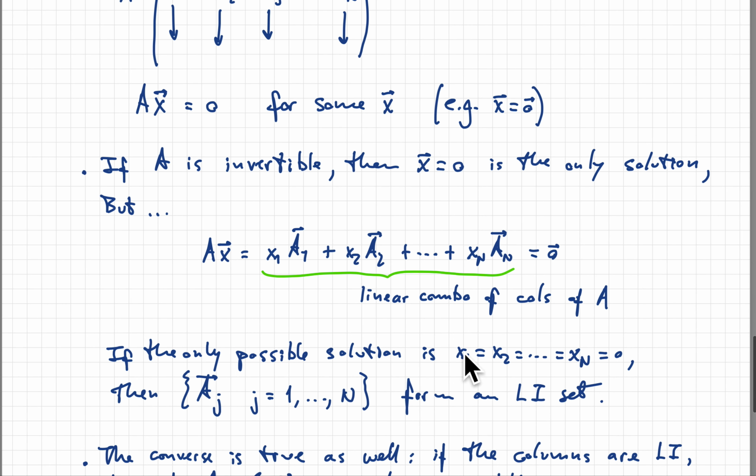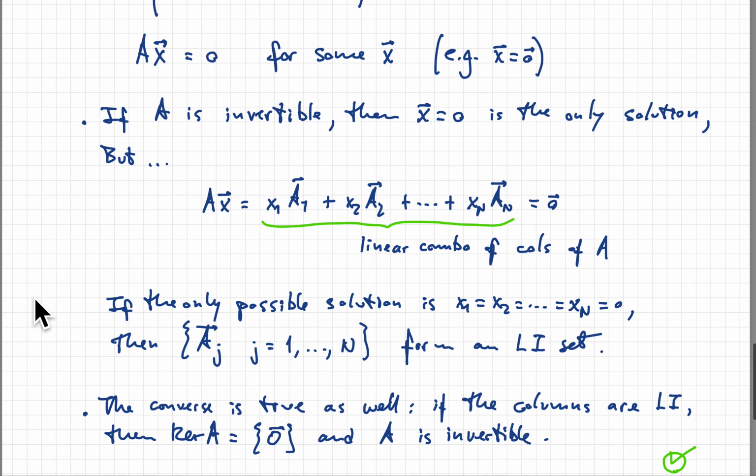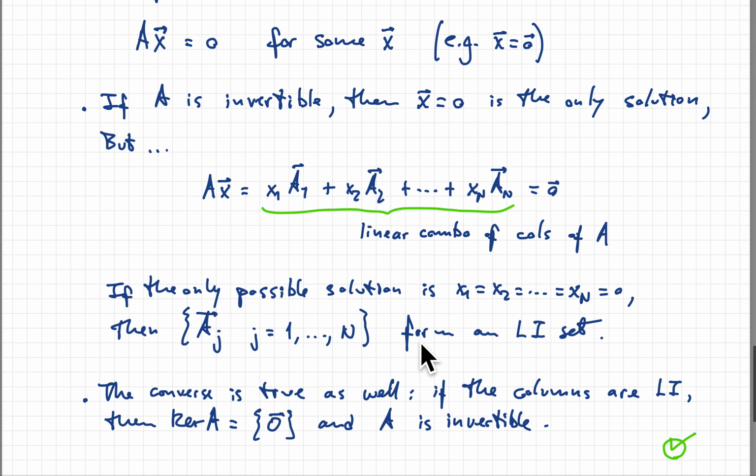And if the only possible solution is that all the x's are 0, then that's the definition of linear independence. And so immediately this tells us that if A is invertible, then the columns of A form a linearly independent set. And the converse is also true. If the columns are linearly independent, then we see by this definition that the only way to make this vanish is that all the x's are 0 and there's nothing else.